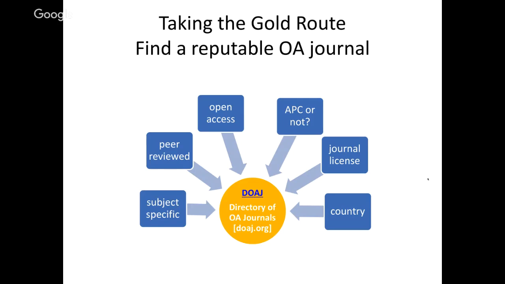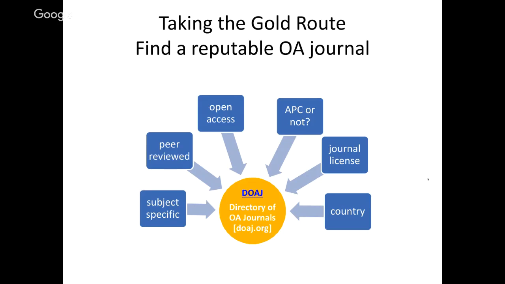Or, of course, you may want it to be peer reviewed, or you may be looking for an open access journal that provides a certain license so that you can modify the work and things like that. Or the most important of all, you may be looking for a good open access journal that does not charge APC. So the answer to all this is the Directory of Open Access Journals, also known as DOAJ.